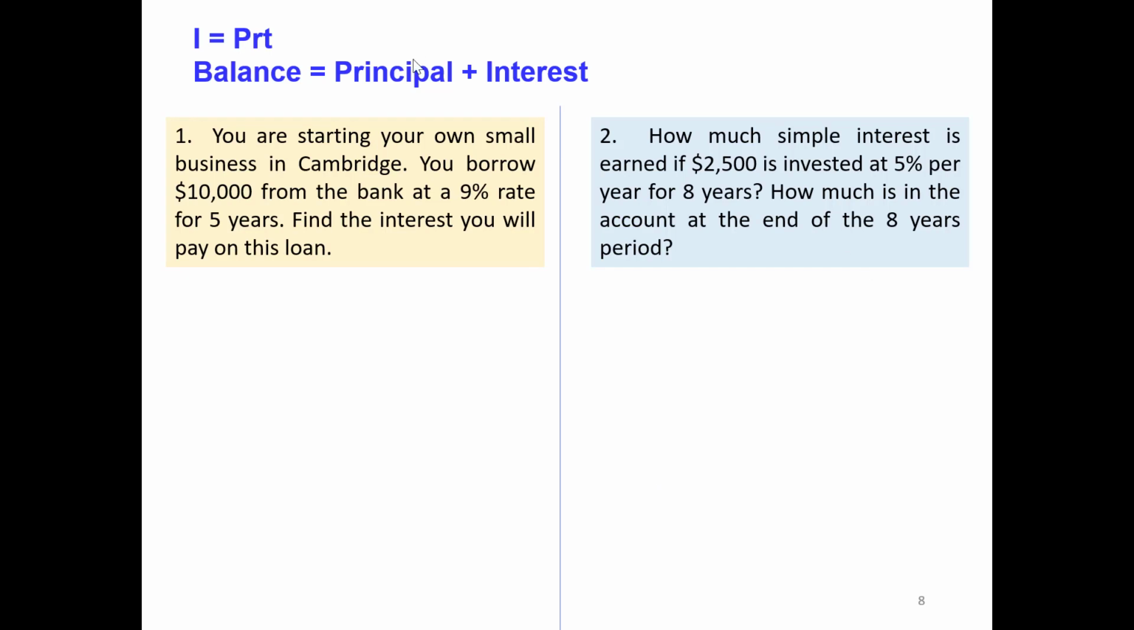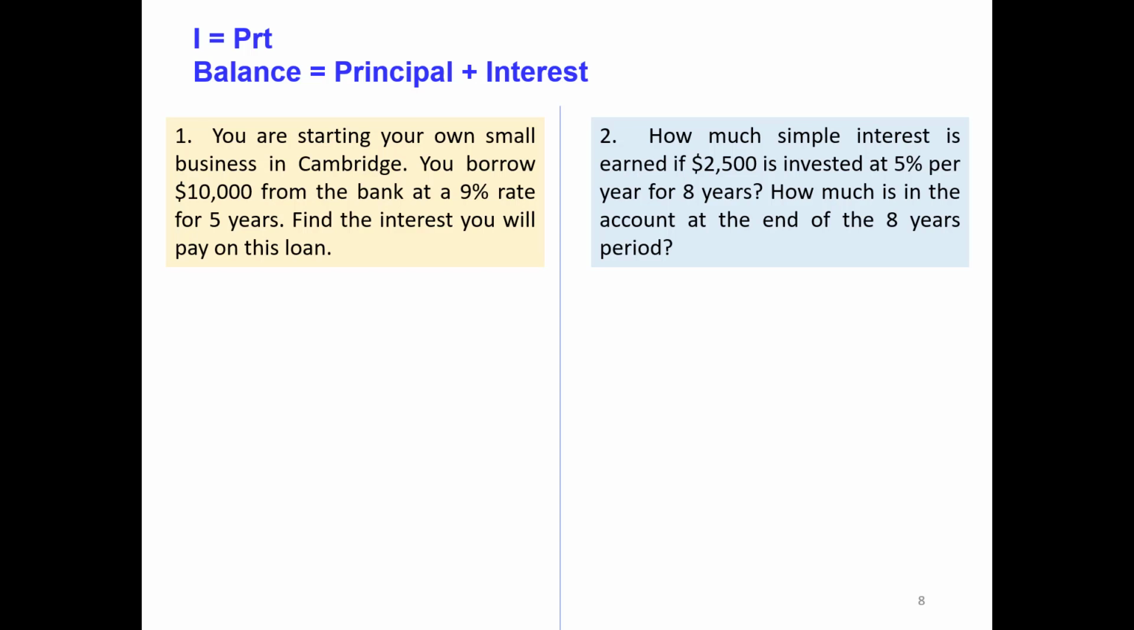And now we are going to solve problems in which we need to apply the interest equation and the balance equation. Let's start with problem number 1. This problem says you are starting your own small business in Cambridge. You borrow $10,000 from the bank at a 9% rate for 5 years. Find the interest you will pay on this loan.